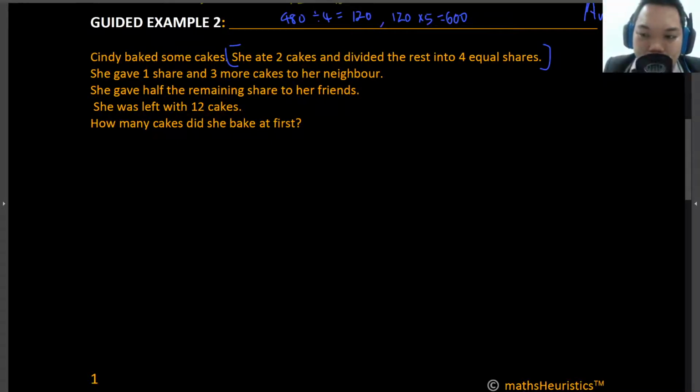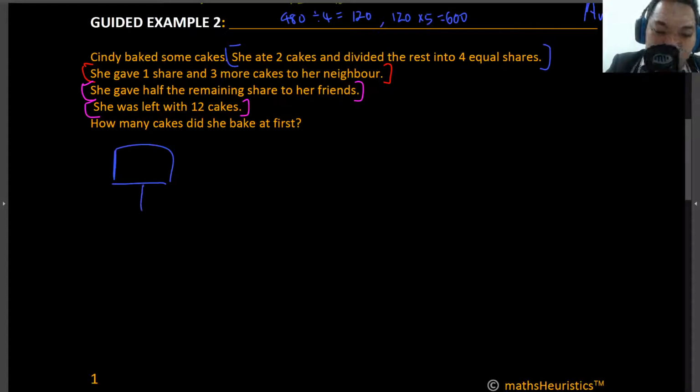Okay, 4 equal shares. She gave 1 share and 3 more cakes to her neighbors, and she gave half of her remaining share to her friends. She was left with 12 cakes over here. How many cakes did she bake at first? So from here on, I'll go a bit more quickly.